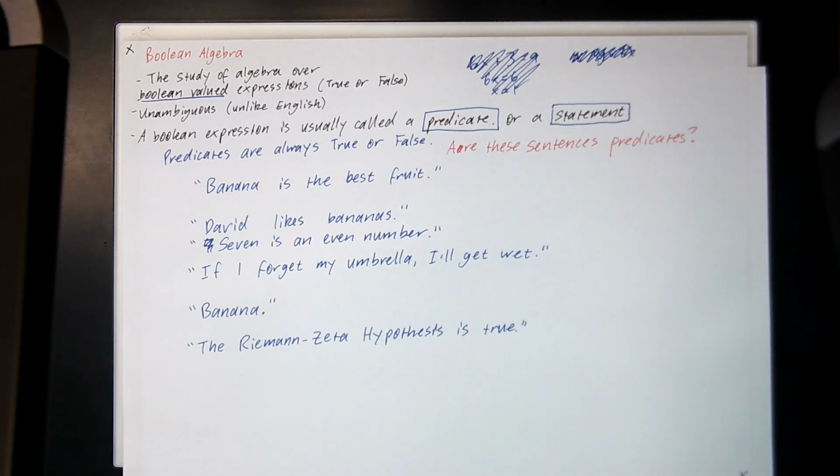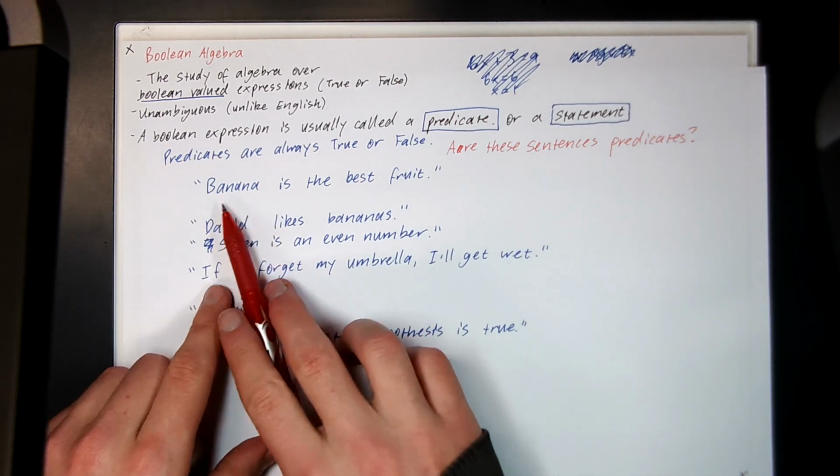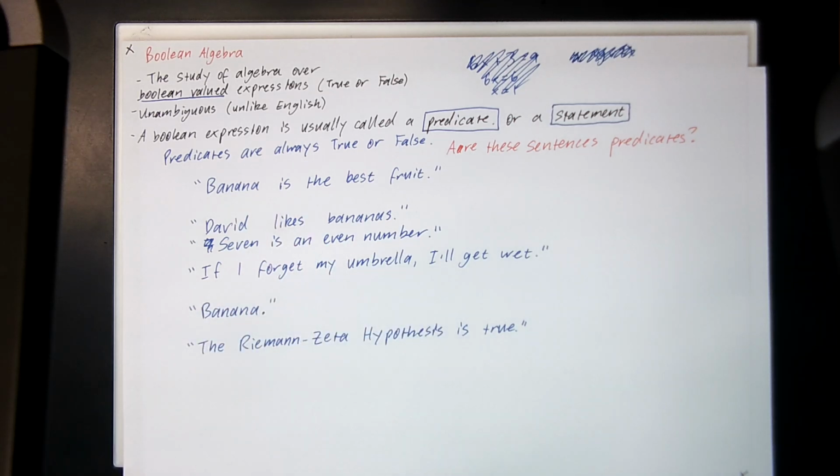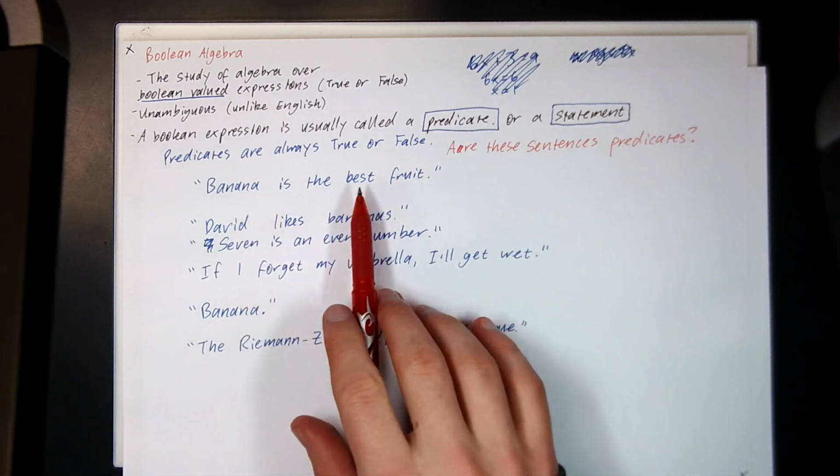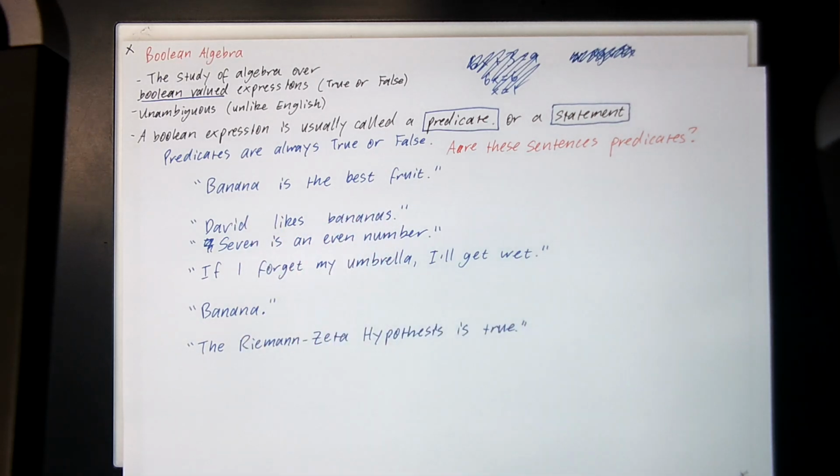Okay, so let's have a look at the first one. Banana is the best fruit. Is that true or is that false? Well, I mean, it's subjective, right? I might like bananas, but you might not, right? So unless you've got a formal definition of best, I don't believe this is a predicate. I don't believe this statement can evaluate to true or false.